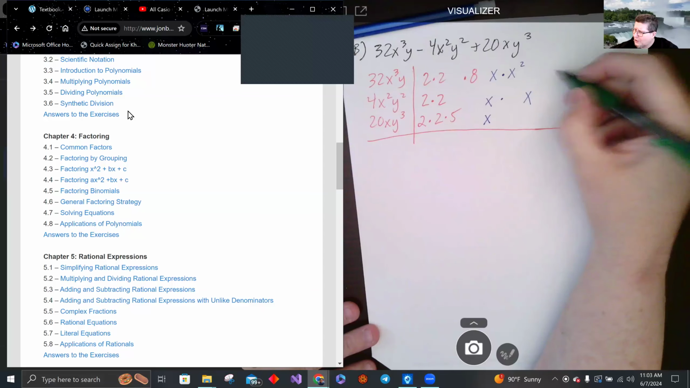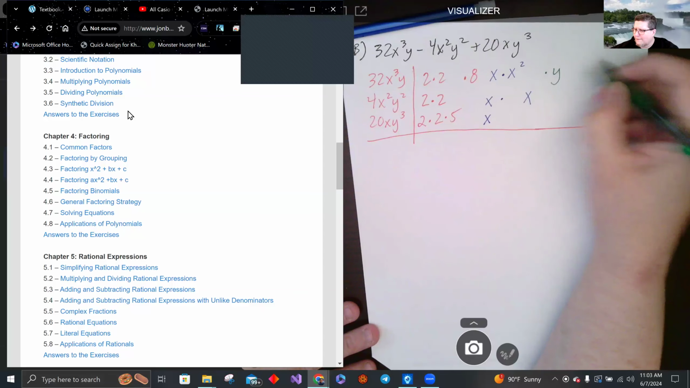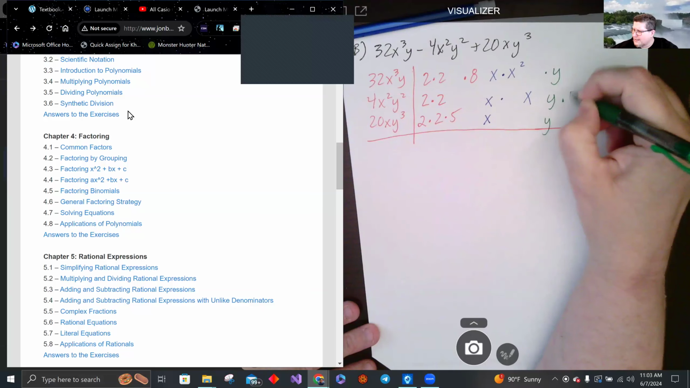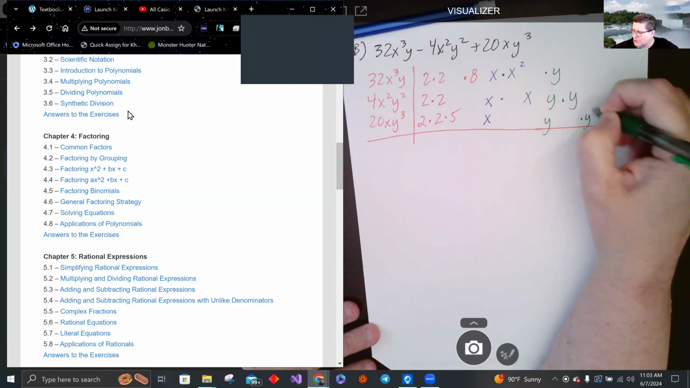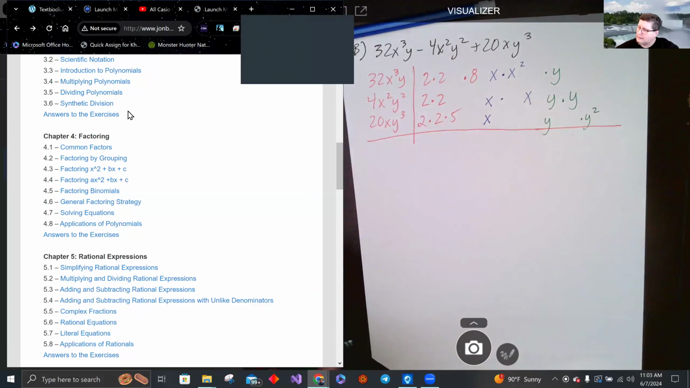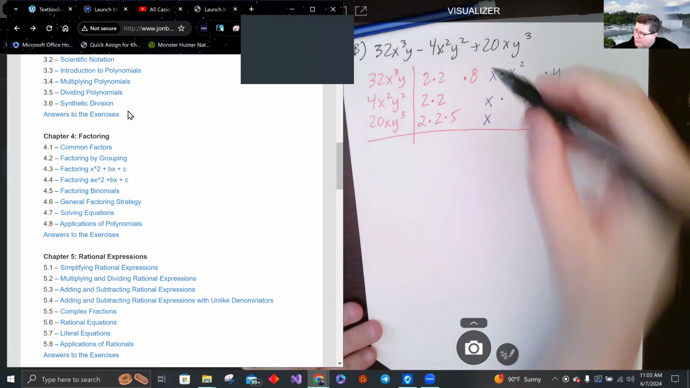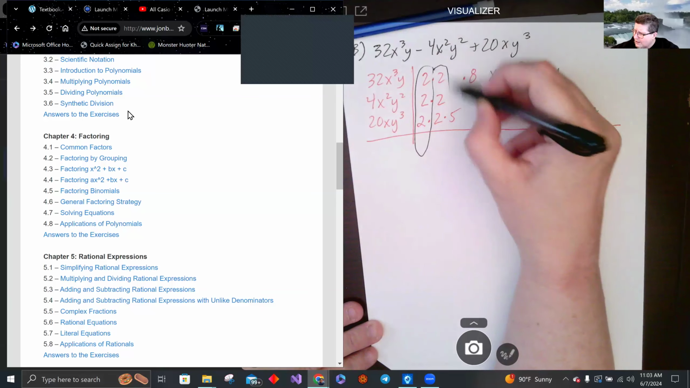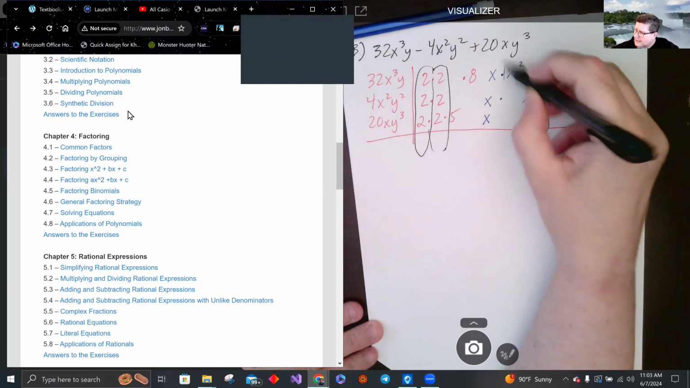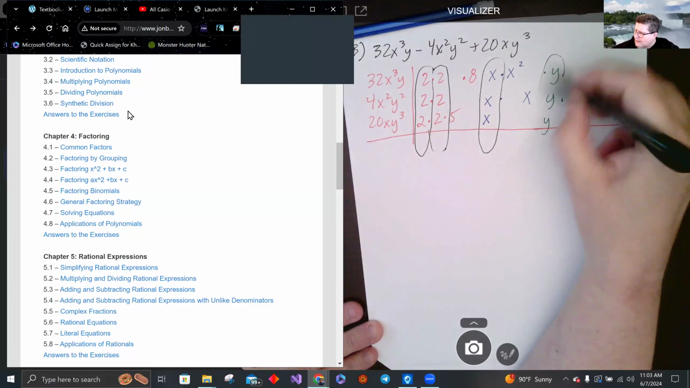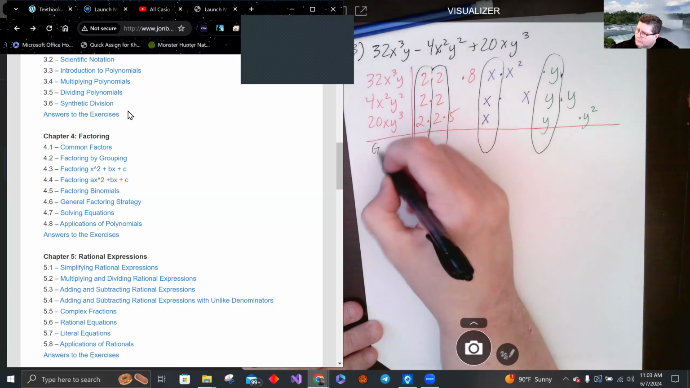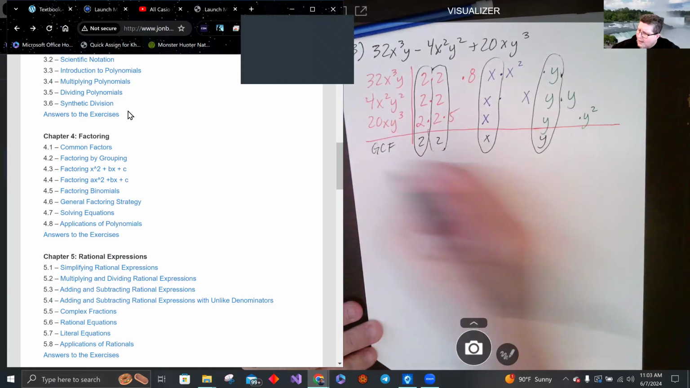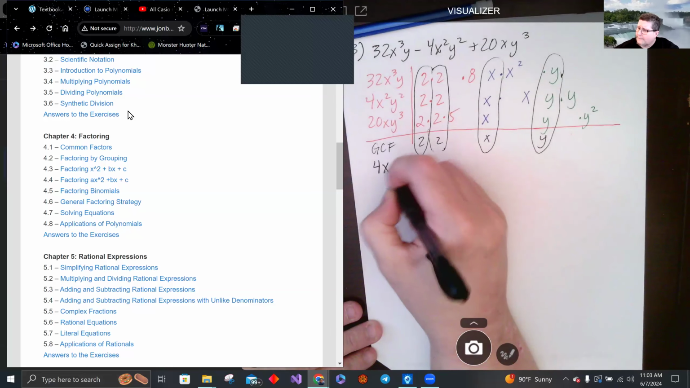And finally, the lowest y present is here, y to the 1st power. So they all have a y. This one needs another y, and this one needs another y squared. So my greatest common factor is this column, this column, this column, this column. 2 times 2 times x times y, 4xy.